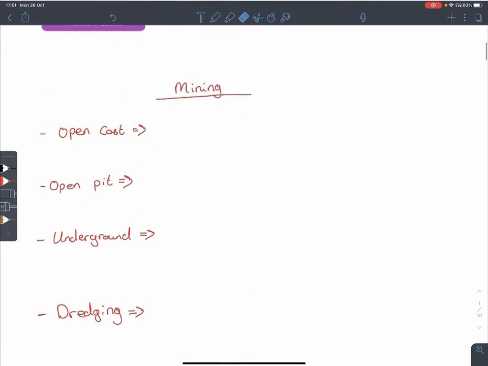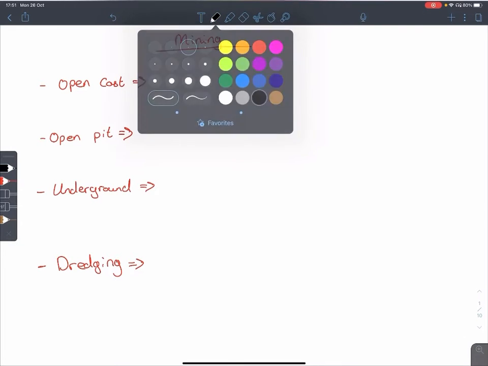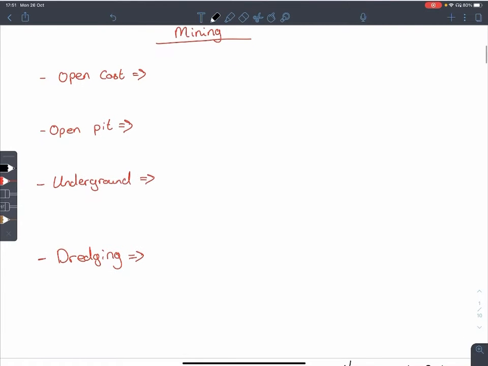Okay, so when we go into mining, we have four different types of mining. So there's open cast, open pit, underground, and dredging. The open cast essentially is taking off the topsoil and taking the iron ore out of the topsoil from the ground.